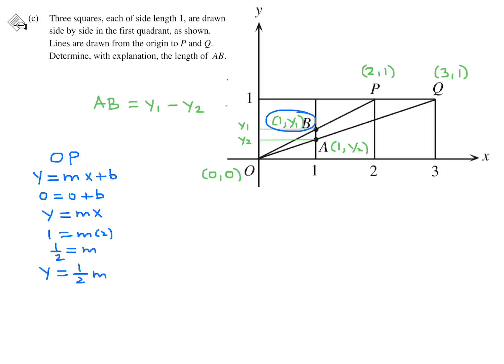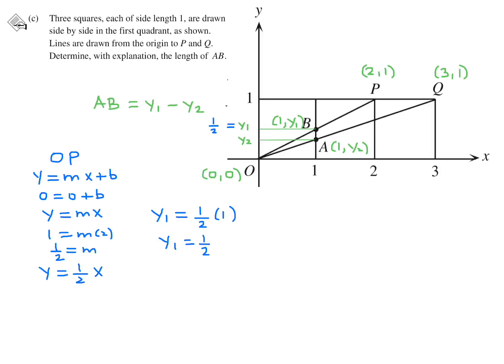And now we can figure out what is y1. Substitute that point: when you have y1, x is 1. So we have 1/2 times x, and there you go. y1 is equal to a half. So I'll just put that in there like this, a half. And there you go. So we're halfway done.